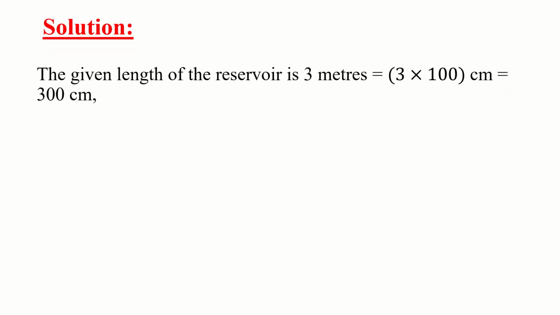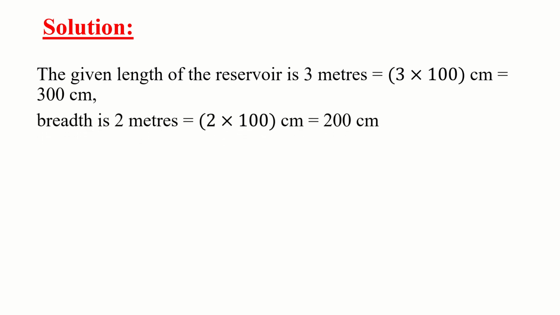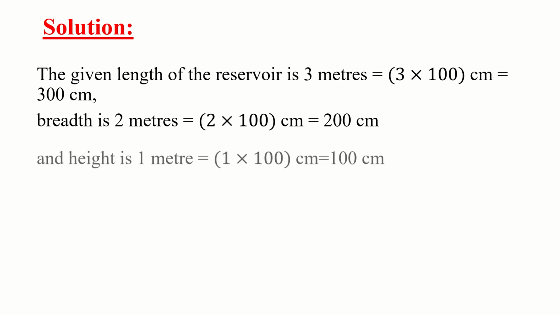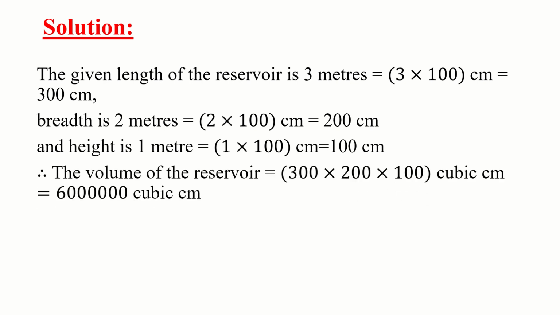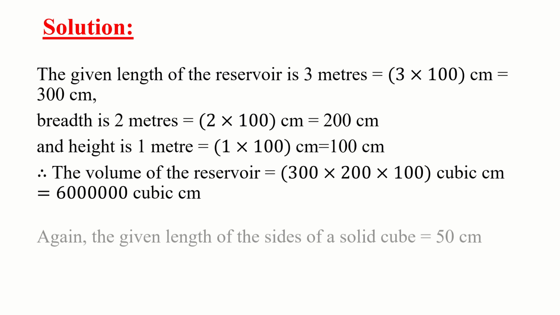The given length of the reservoir is 3 meters. This is equal to 3 into 100 centimeters, as 1 meter is equal to 100 centimeters, so this is 300 centimeters. Breadth is 2 into 100 centimeters, equal to 200 centimeters, and height or depth is 1 into 100 centimeters, equal to 100 centimeters. Therefore the volume of the reservoir is equal to length into breadth into height, equal to 60 lakh cubic centimeters.